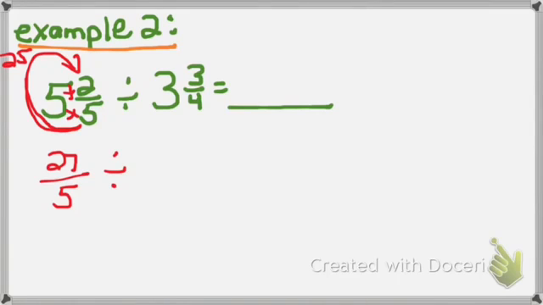Bring down my division sign and let's hit this next fraction. Do my change. I learned how to add before I learned how to multiply, and let's follow my arrow. 4 times 3 is 12. 12 plus 3 is 15. That's my numerator. My denominator of 4 stays the same. So I have the problem 27/5 divided by 15/4.